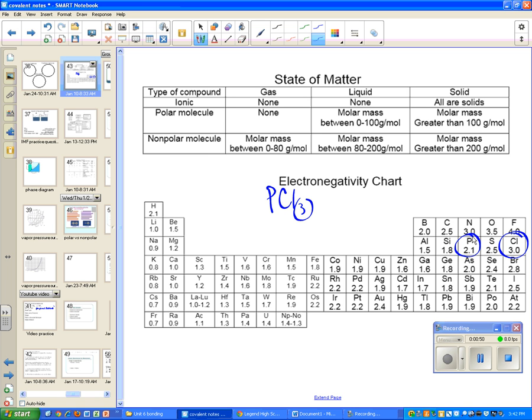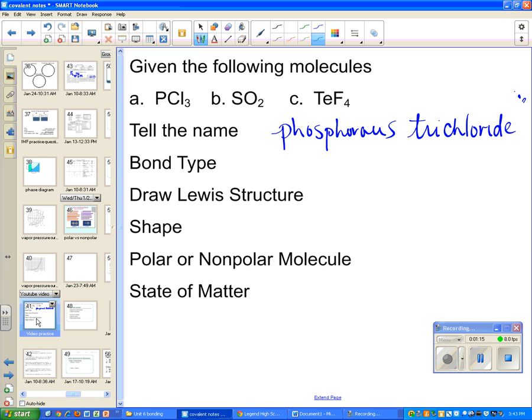What we do is subtract the lower from the higher. So we see it's 0.9. The magic number is 0.4, and as long as I'm less than 0.4, I know I would have a non-polar bond, which means equal sharing of electrons. But in this case, it's 0.9, which is greater than 0.4, so I know I have a polar covalent bond. That's my answer for the bond type. It's polar covalent.